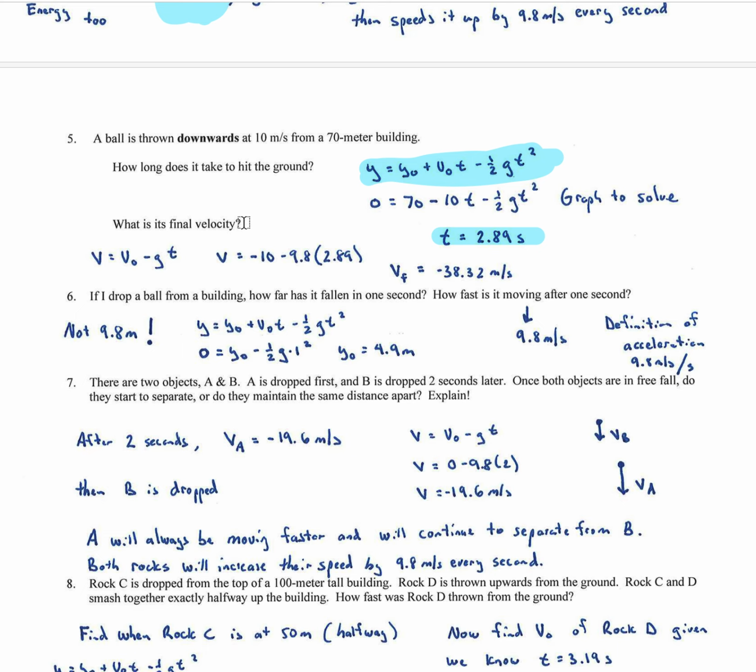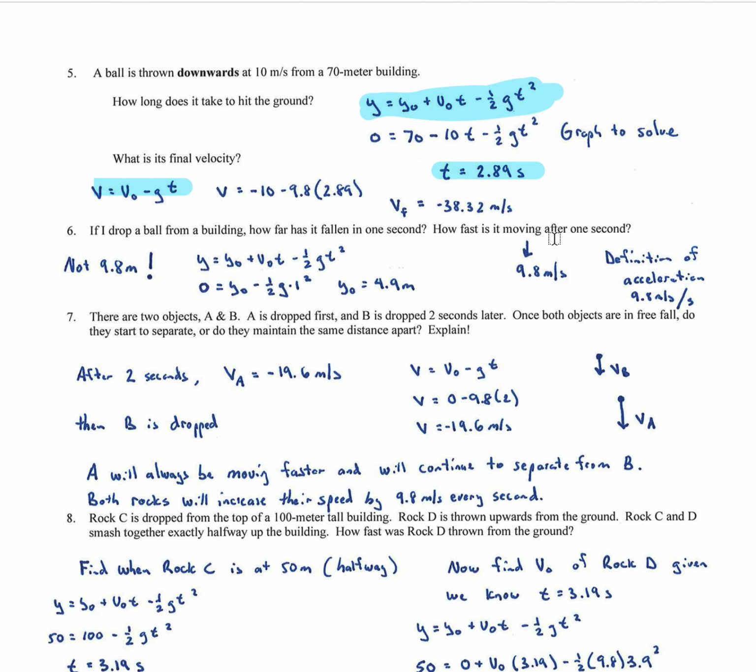All right, what's its final velocity? And again, when I say final velocity, I mean the velocity just before it hits the ground. And then all I'm doing is using the velocity equation. I'm interested in velocity, so I throw out the v squared equation. So v equals negative 10 to start, minus 9.8 for that amount of time. And you get that negative 38 value.